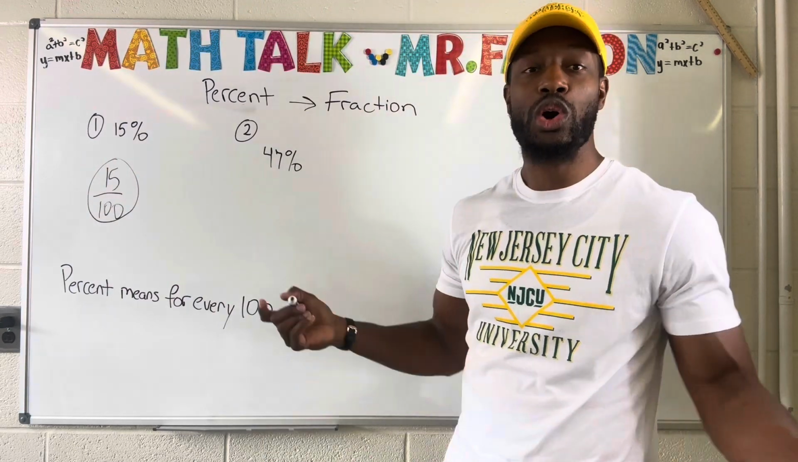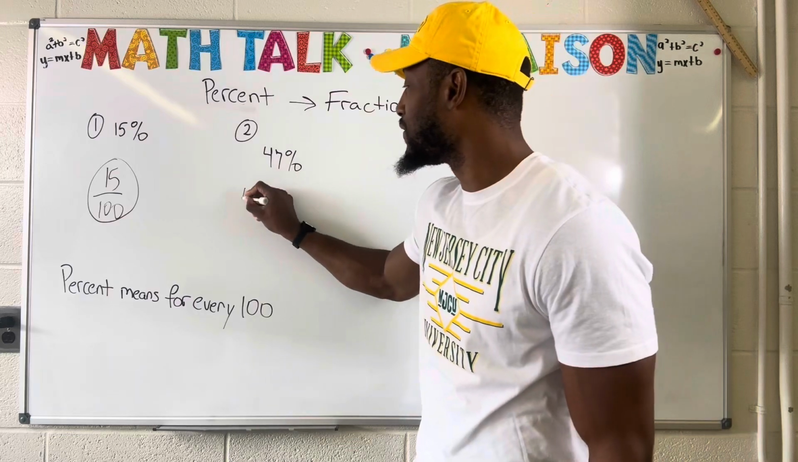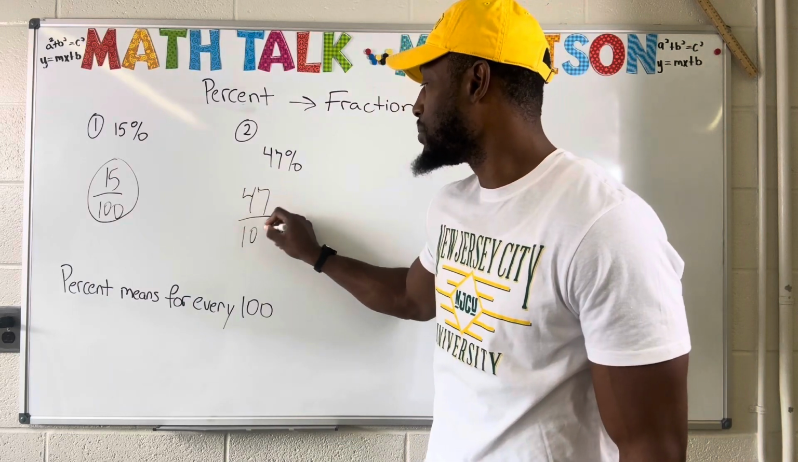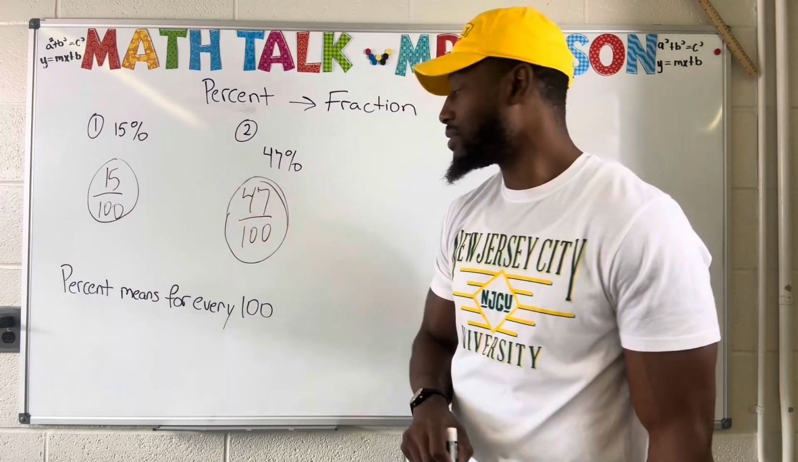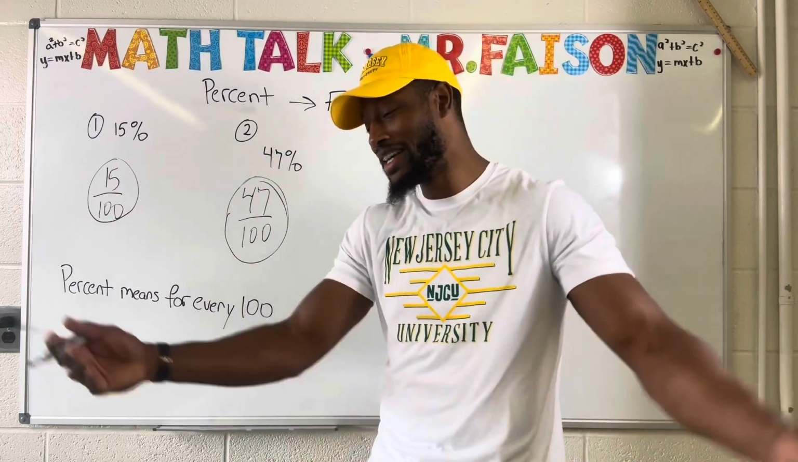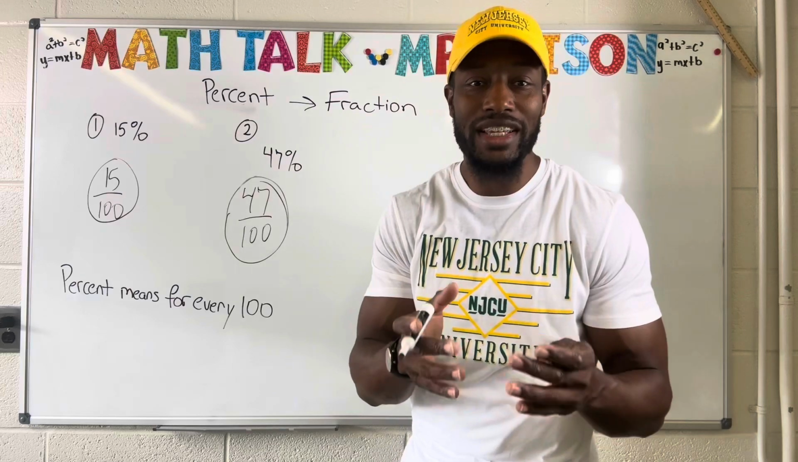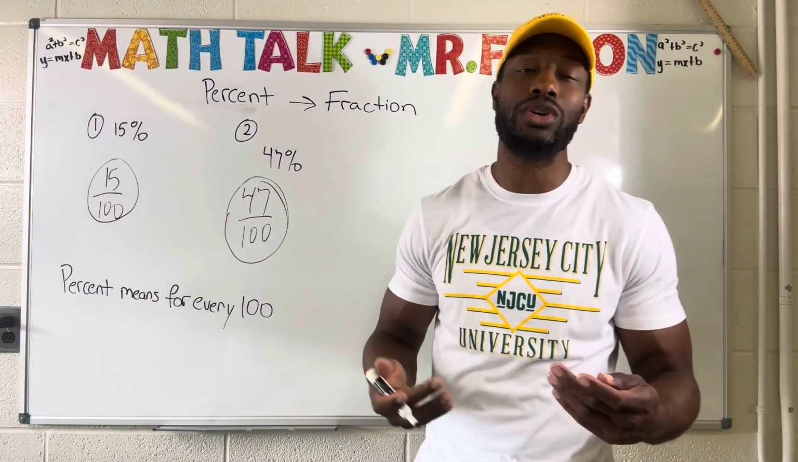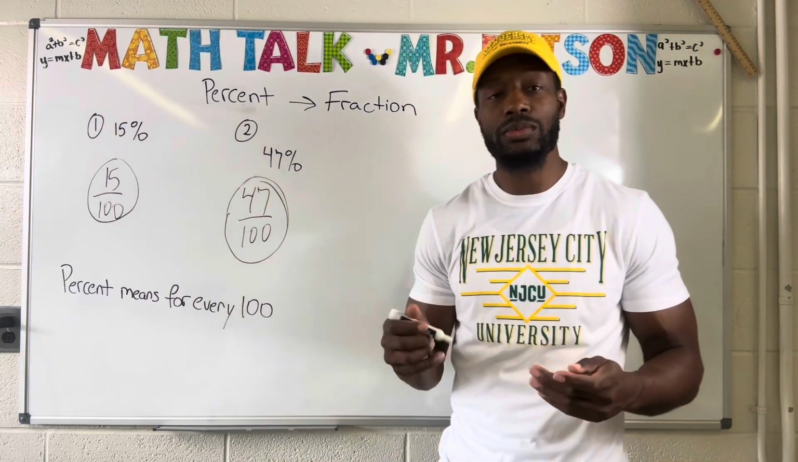47%. What do I do? 47, put 100 under it. I know you're like, yo, it can't be that simple. It is. It really is. Unless you get problems that's a little more harder and a little more detailed. Let's see what some of those problems look like.